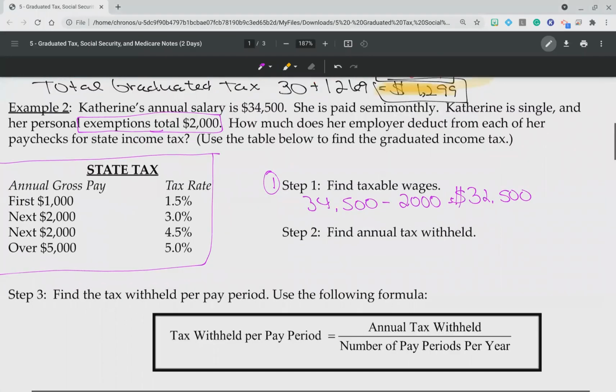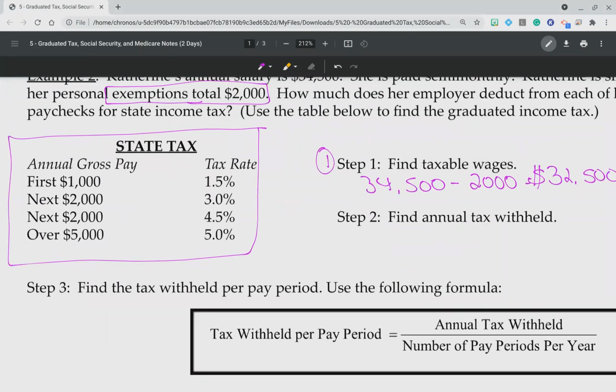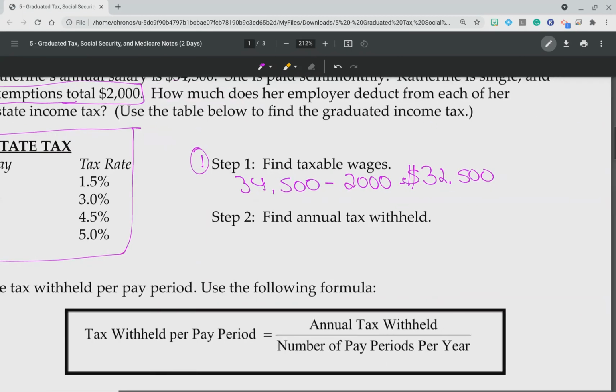Okay, so for the first $1,000, the tax rate is 1.5%. Okay, well, we are way over $1,000. So we are going to start with that 1.5% on the first $1,000 that Catherine made. And then I'm going to multiply that by 0.015, which is our 1.5%. And that's going to give me $15.